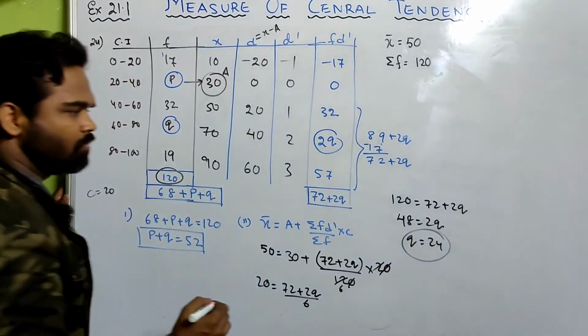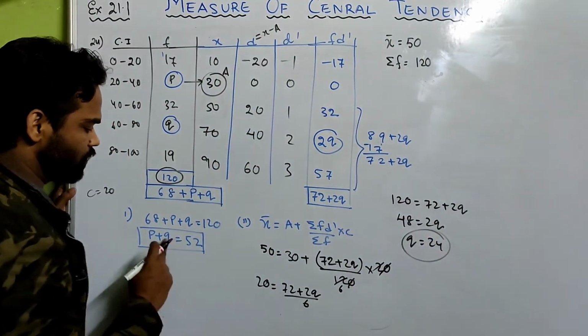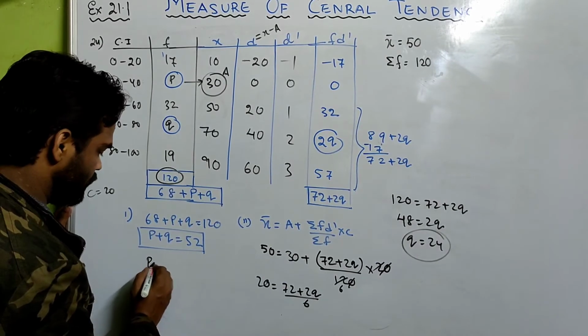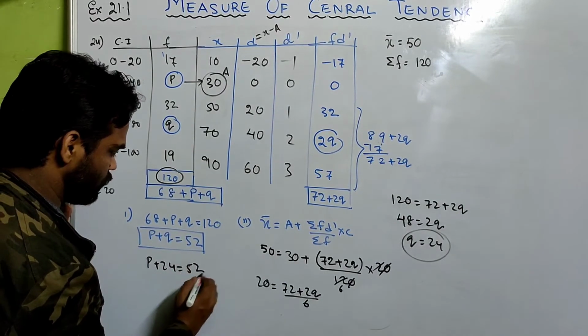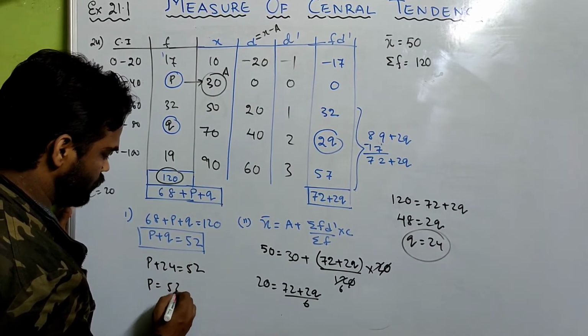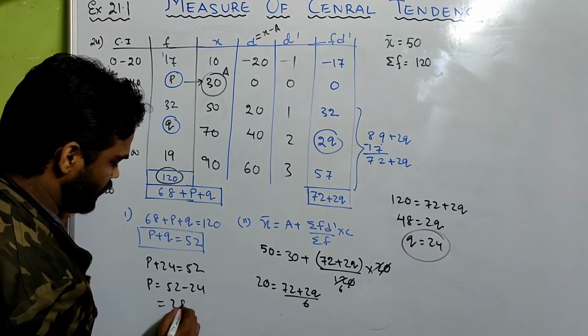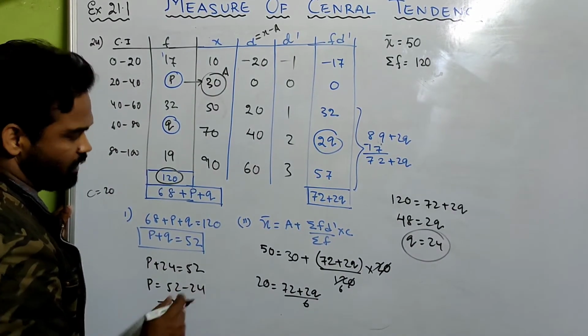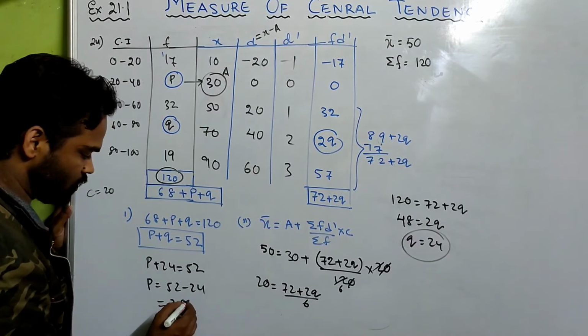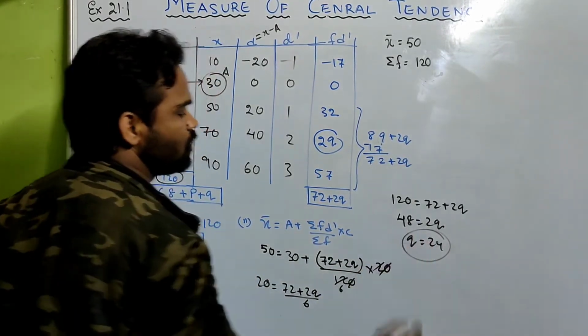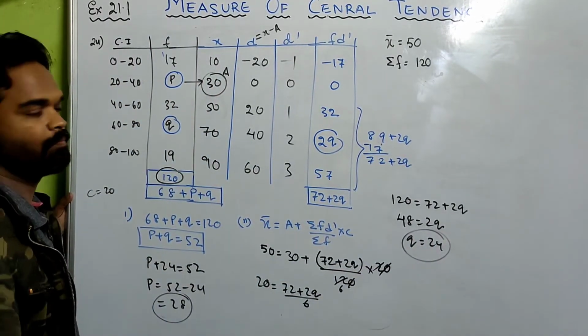See, we got the value of Q. Very easy. Once you get the value of Q, put it over here. So P plus 24 equals 52. So P equals 52 minus 24. That's 28. Yeah. So your P is 28 and your Q is 24.